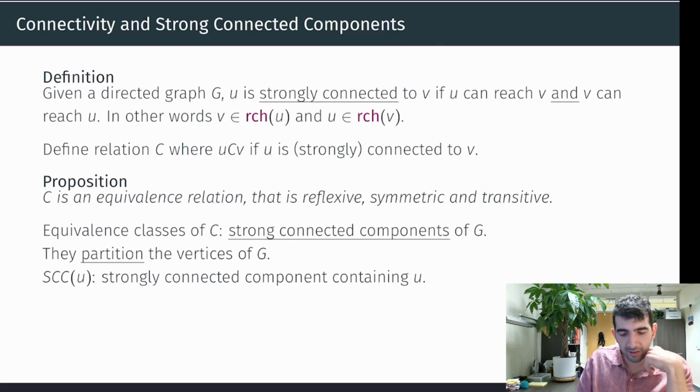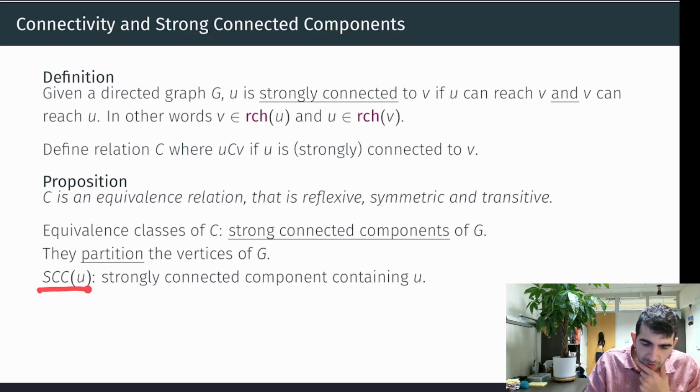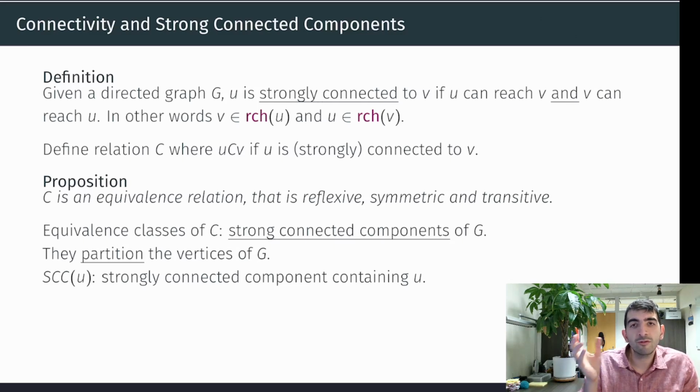The reason we're discussing this is because the strongly connected components partition the vertices of G. They break G up into several parts of strongly connected components. So we define this new notation SCC(U), which is the strongly connected component that contains the vertex U. It contains other vertices, and in fact, the same strongly connected component could be written as SCC(V) and SCC(U) if U and V are both part of the same strongly connected component. They represent the same thing.